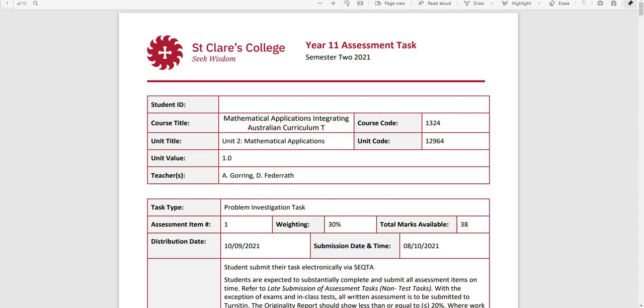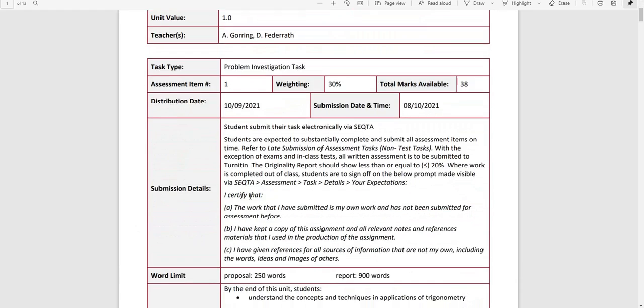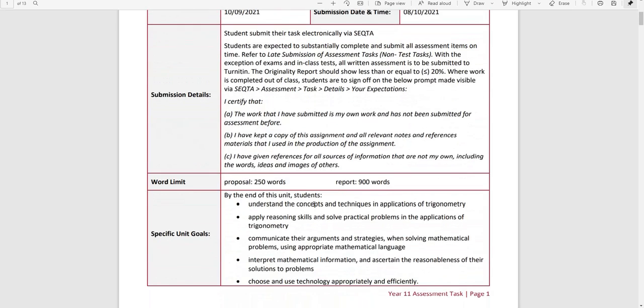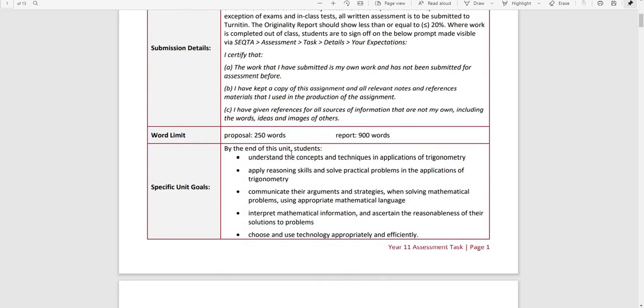Welcome to the breakdown for the problem-solving investigation task for 11 apps, which is focusing on statistics. So, let's have a look. Problem-solving task, 30%. It is due on the 8th of October, so next term.